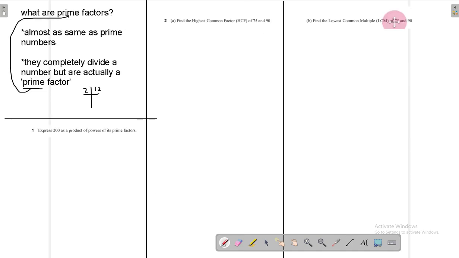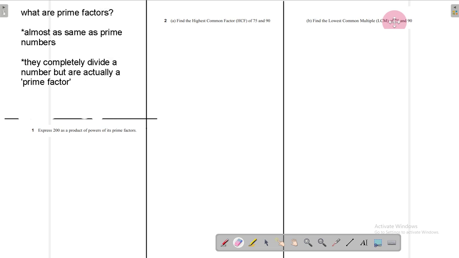For example, the factors of 12, we're just going to write them over here with this method. So the prime factors are actually 2 and 3. So the prime factors are 2 squared, because 2 is coming 2 times, and 3. So the prime factors are 2 and 3. So I'm just going to rub it off and do some exam style questions over here.